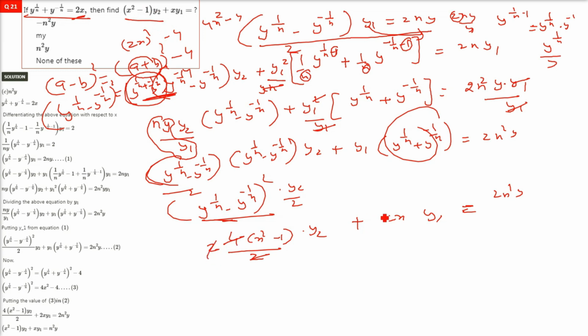So just divide everything by 2. I'm cancelling 2. (x square minus 1) into y2 is there. We have x y1, and on the right-hand side we have n square y. This is the answer. Okay, I hope you got the idea. This is the step which is the trick: (a − b) whole square is (a + b) whole square minus 4ab.